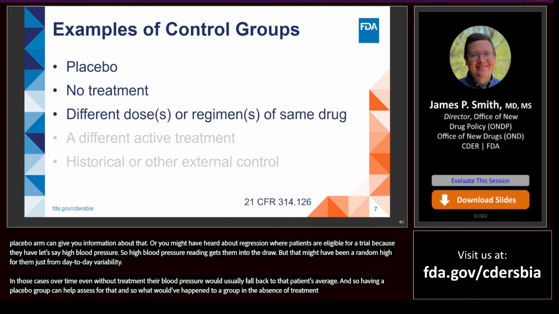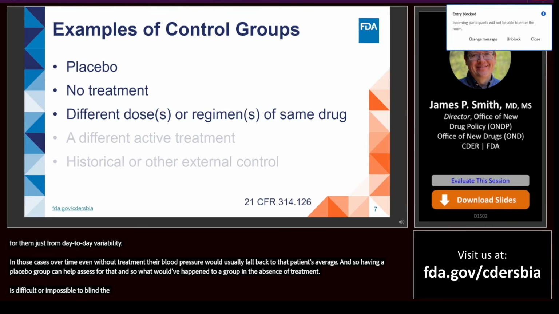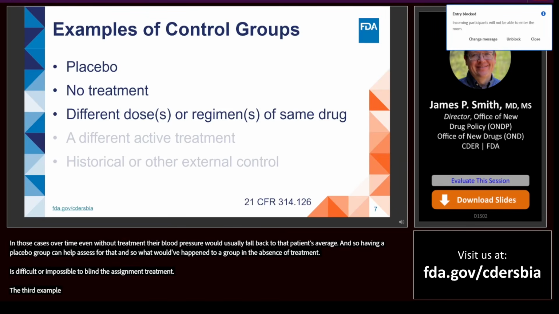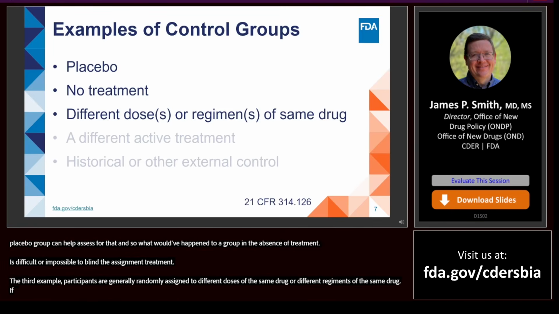In the third example, participants are generally randomly assigned to different doses of the same drug or different regimens of the same drug. If a higher dose of the drug is shown to be more effective than a lower dose, that can provide really strong evidence that that higher dose is effective. The limitation, of course, is that the result would tell you something about that high dose, but if you haven't also included a placebo arm, you won't know whether or not the low dose is effective.